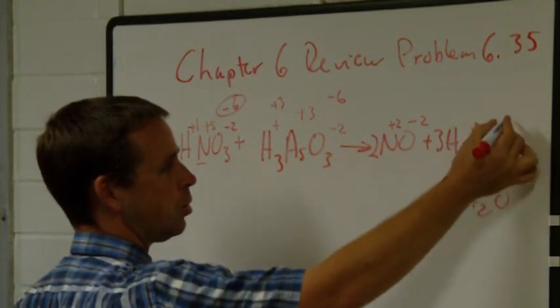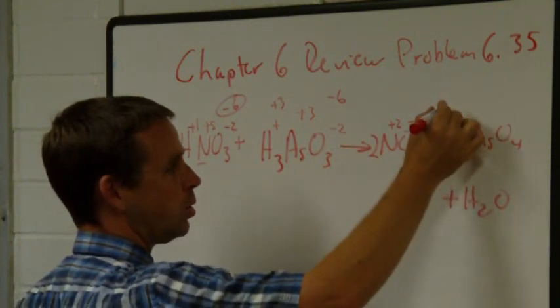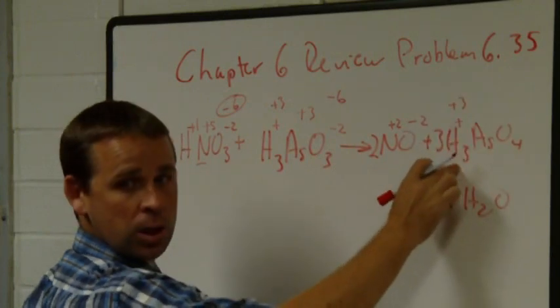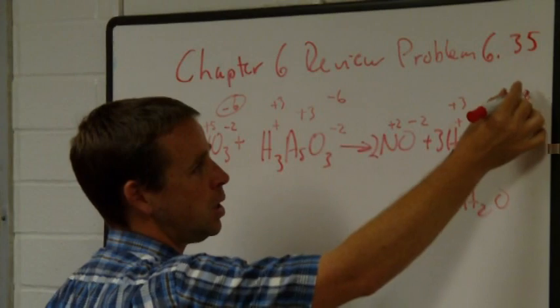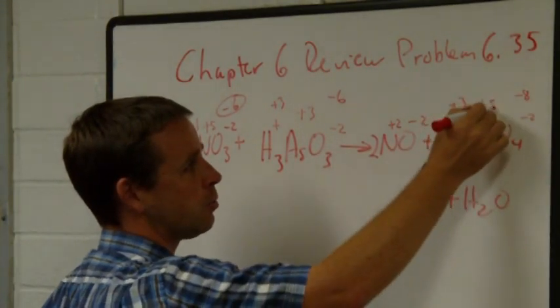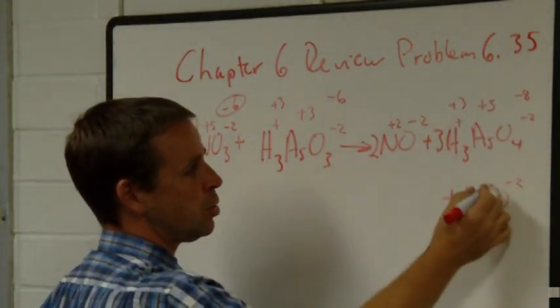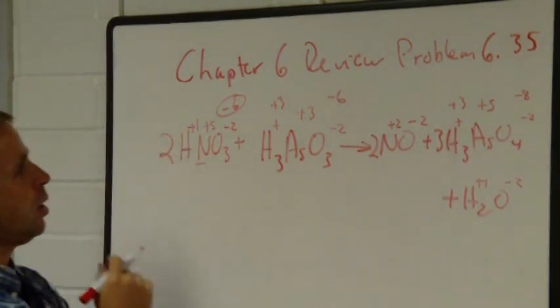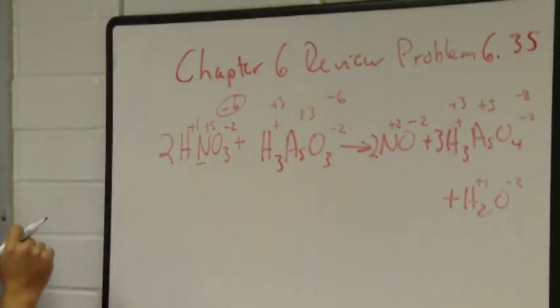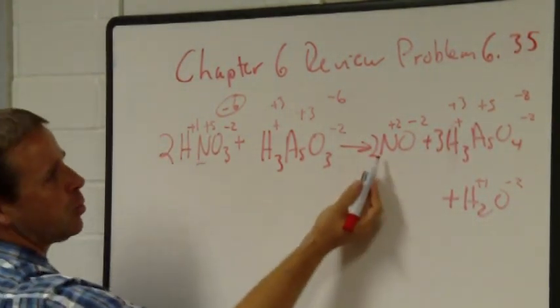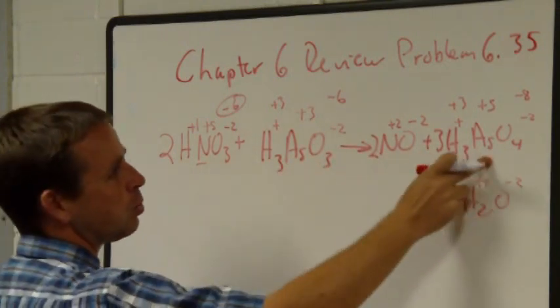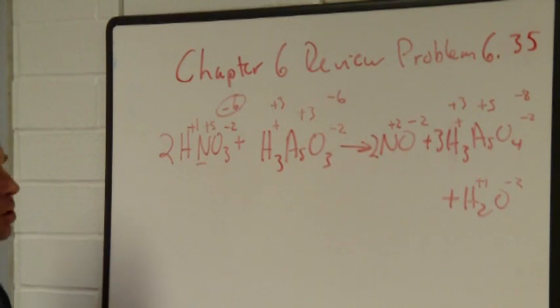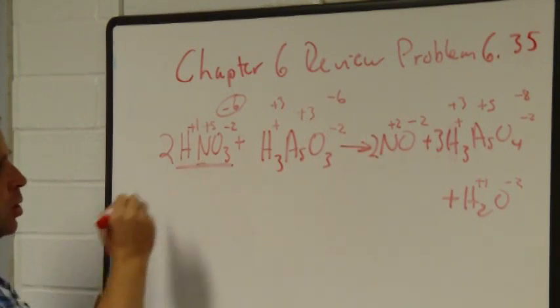Oxygen, hydrogen +1. There's a +3 due to the 3 element there. Oxygen -2, -8, +5 there, -2 +1. Okay, so we have all the states now, and we see that nitrogen goes from a +5 to a +2. That's a reduction. The arsenic goes from a +3 to a +5. That's an oxidation. So this is being reduced.